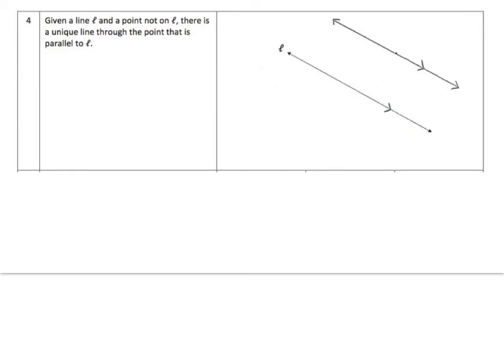Given a line L and a point not on L, there is a unique line through the point that is parallel to L. So on your page you'll see this was already written there. Well, I drew another line through this point. They're just parallel. There's only one line through that point that's parallel to L.